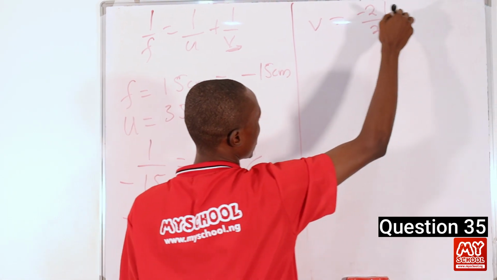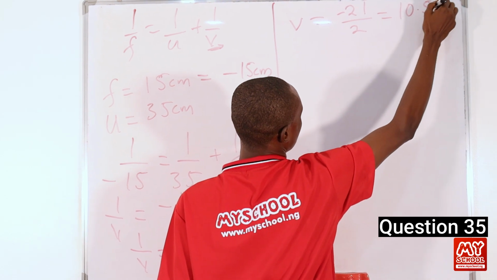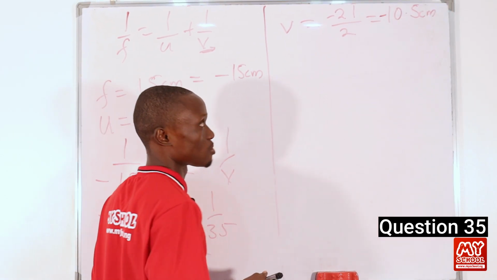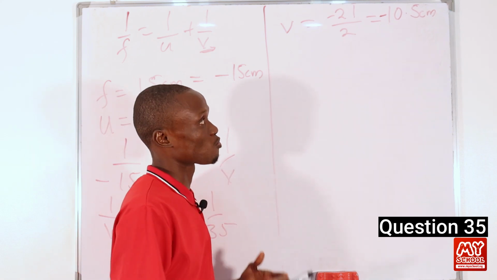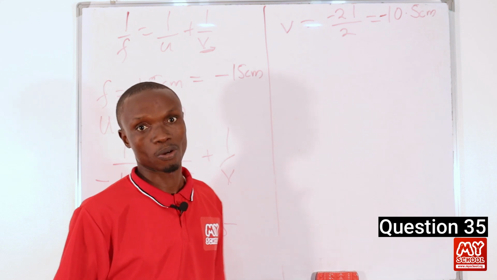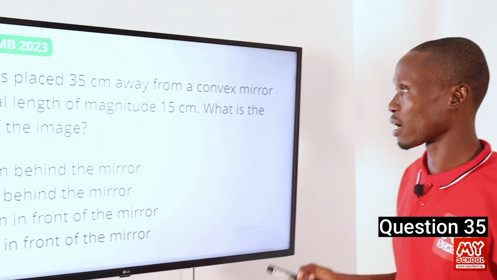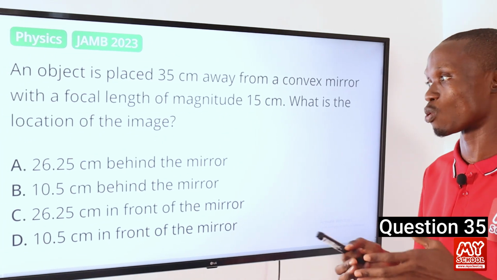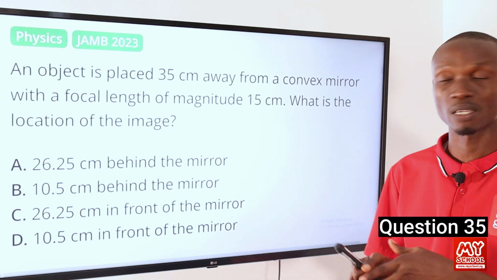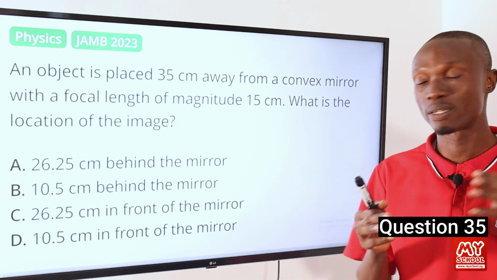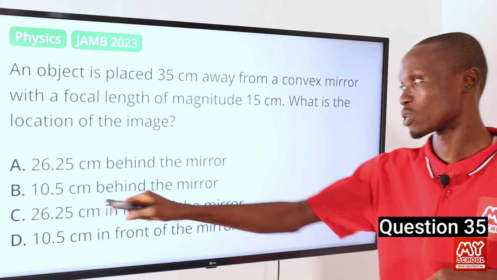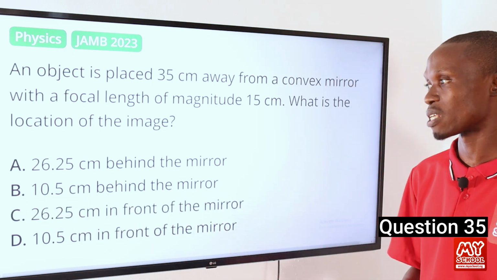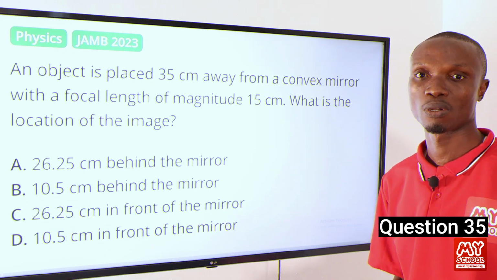So V is equal to minus 21 divided by 2, and this will give us minus 10.5 centimeter. What the negative sign here means is that the image is formed behind the mirror. Let's move over to the screen to pick the correct option. From our calculation, we got the location of the image to be 10.5 centimeter, but we got a negative value, which indicates that the image is formed behind the mirror. So that makes option B the correct option: 10.5 centimeter behind the mirror.